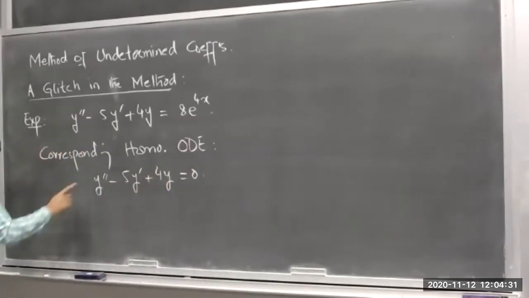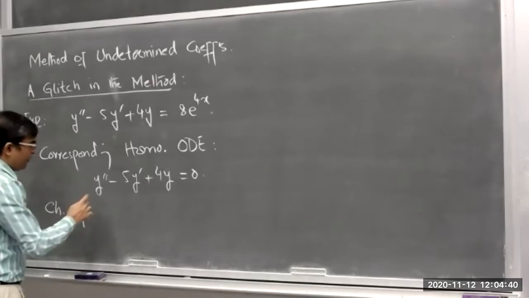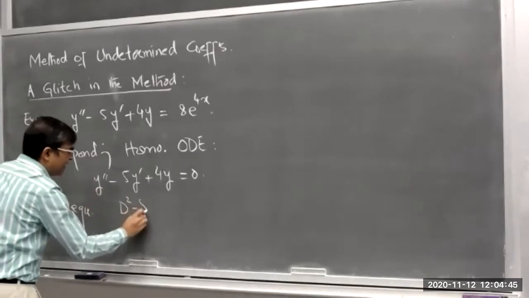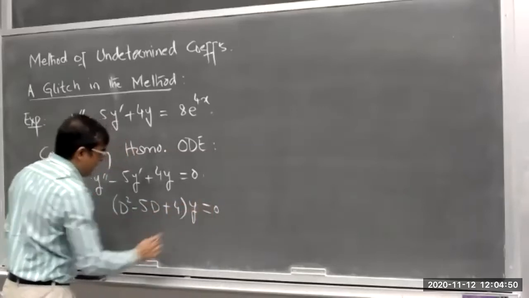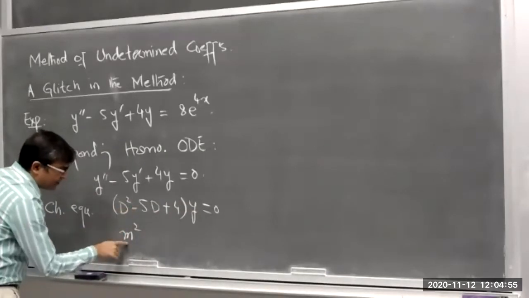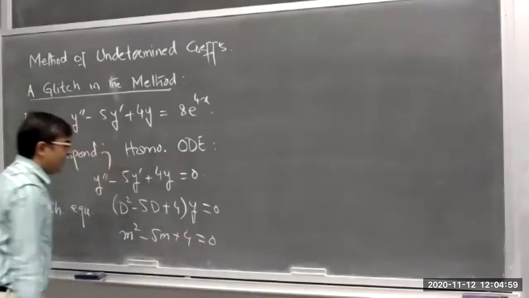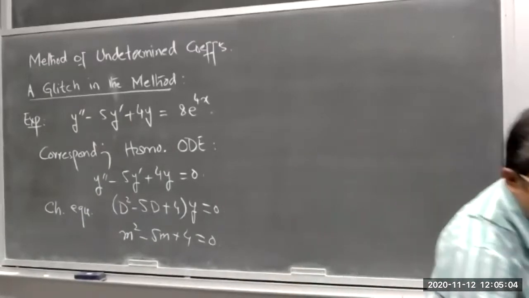In order to solve this, we write the characteristic equation. First, we write this differential equation in the form (D square minus 5D plus 4) times y is equal to 0. Then we write the characteristic equation by looking at the D, so it is m square minus 5m plus 4 is equal to 0. Now we try to find the roots of this equation.